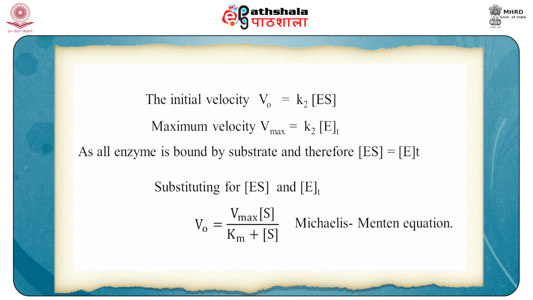The initial velocity V0 is equal to K2 Es, and maximum velocity Vmax is equal to K2 Et, as all enzyme is bound by substrate, and therefore Es is equal to Et. Substituting for Es and Et, V0 is equal to Vmax into S divided by Km plus S, which is the Michaelis-Menten equation. This equation is the basic equation of enzyme kinetics.